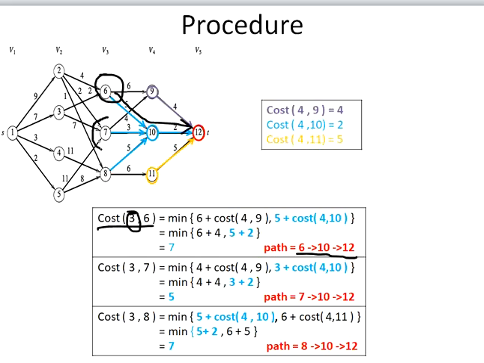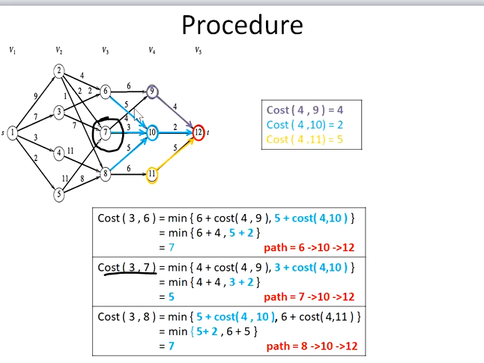Now we'll see it for vertex 7. Vertex 7 is represented like this: 3 is the level and 7 is the present vertex. Even this vertex 7 has two vertices, one going through 9 and one going through 10. Among these, which vertex is going to lead us to the minimum path? The path is the min of 4. What is this 4?